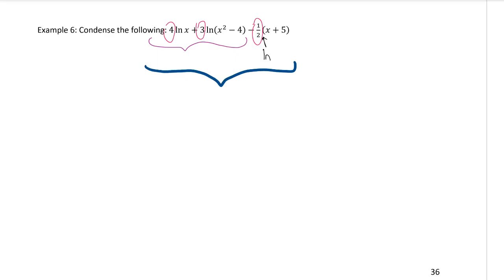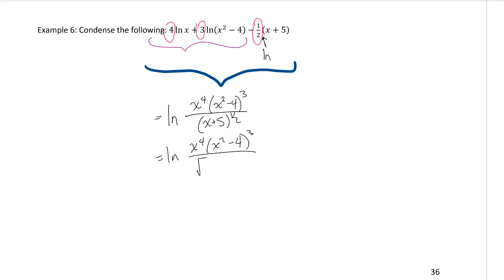Okay, so I've got in my numerator, well, first I've got ln of x to the power of 4 times x squared minus 4 to the power of 3, all divided by x plus 5 to the power of a half. And if you want to rewrite that as a square root, you totally can. There's nothing stopping you, but you do not have to. If you leave it as a fractional exponent, that is perfectly okay. So either of these are both correct.